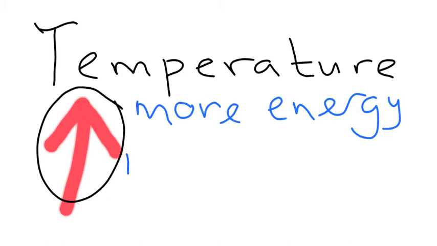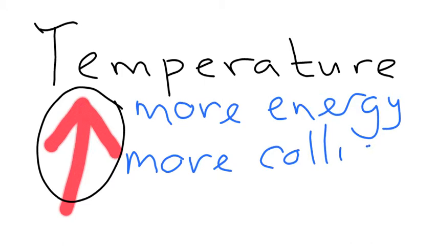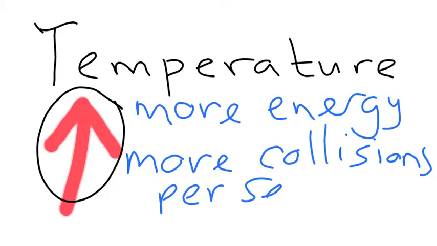In addition, you're going to increase your collisions because of the fact that they have more energy and are moving much more quickly. Again, it's important to bring the time element in and to ensure that you put per second to give a context to how many collisions there actually are.